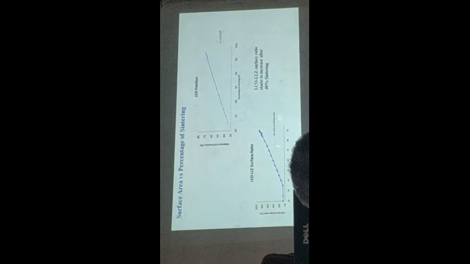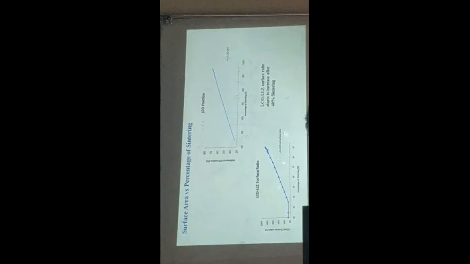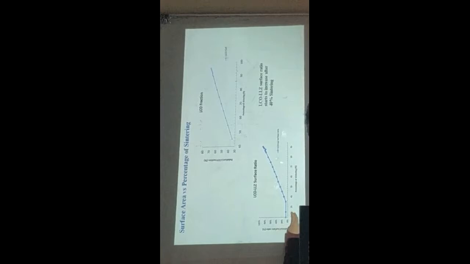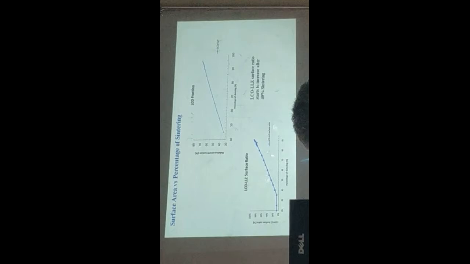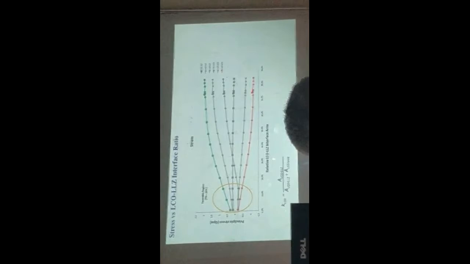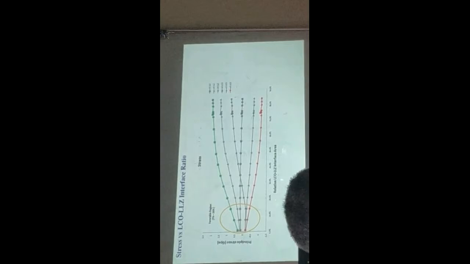So as we found here, increasing the centering would increase the relative LCO fraction, but more, it would increase the LCO-LLZ interface ratio, which means that there is a directly proportional relation between them. So we can understand that increasing this area would also increase the stress inside the composite cathode. So decreasing it would be the best solution. Increasing the LCO fraction would decrease the LCO-LLZ surface area, and also it would decrease the stress in the LCO and increase the stress in the LLZ.